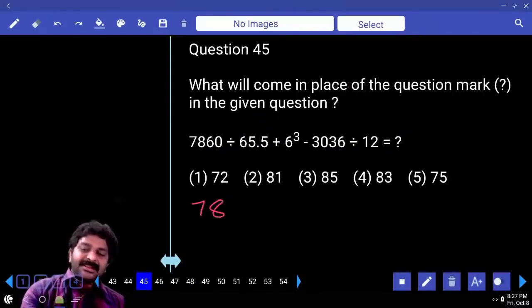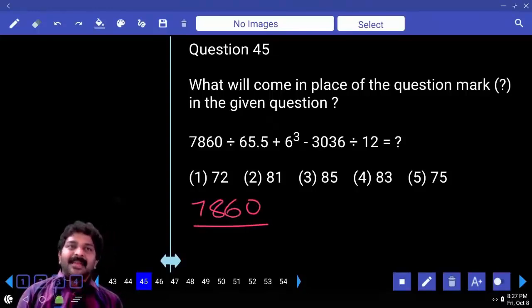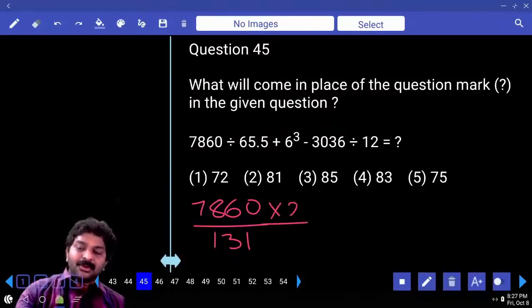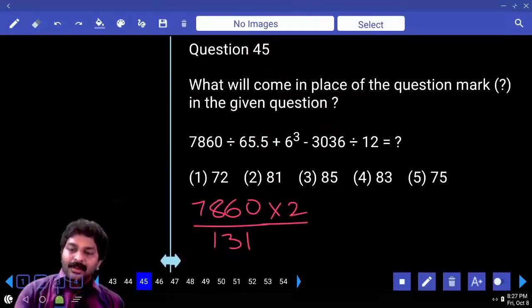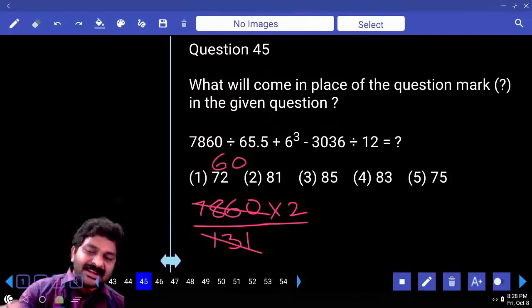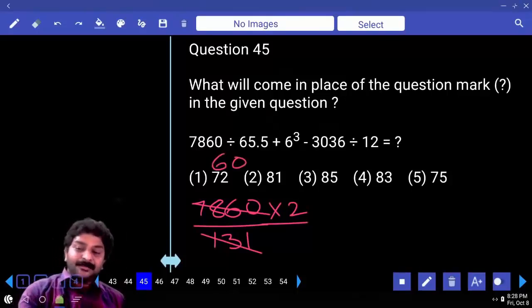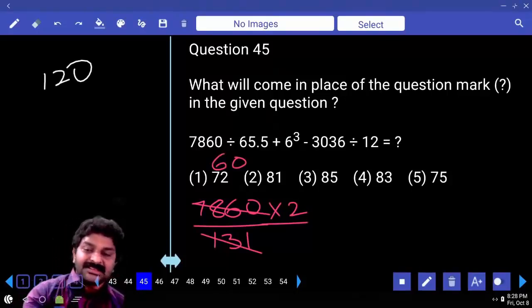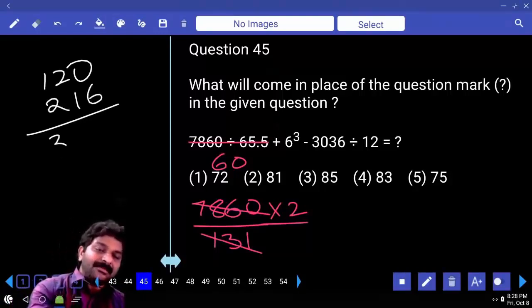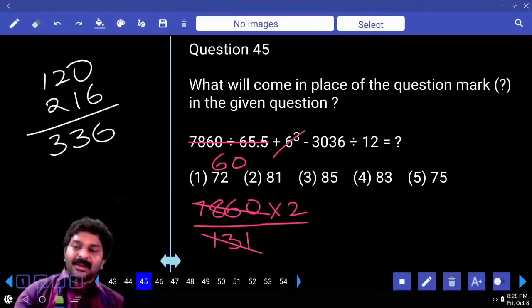Next, 7860 divided by decimal we have. I don't like that. So can we write it as 131 divided by 2? Denominator in denominator comes to numerator. Is that okay for you? 131 how many times? Apart from 0, last digit verification. Exactly 6 times and then 0. 62 times. 120. Yes, this is over. 6 cube. 216. Sum of both the numbers 336. This is also over. Next.